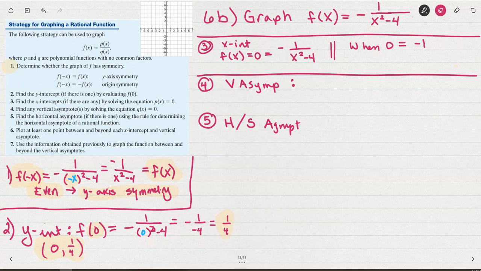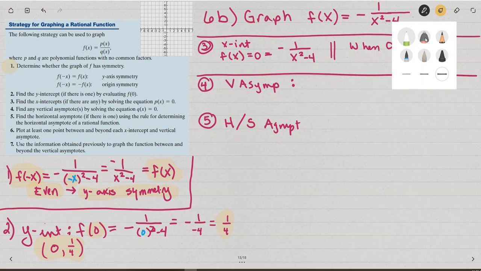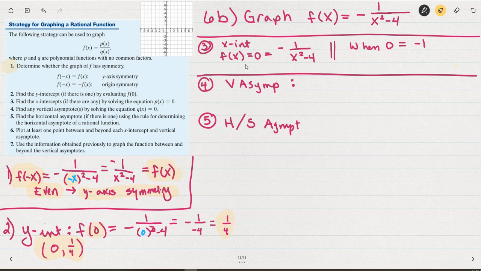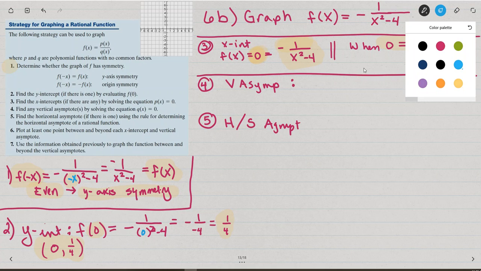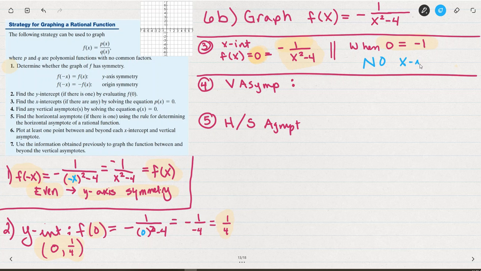Next, moving on to step 3, we're going to look for the x-intercept, and we find the x-intercept by letting f of x equal 0. Or in other words, when is this negative 1 over x squared minus 4 equal to 0? Well, do you remember that to do that, we just take the numerator? So we let 0 equal that numerator, negative 1. When 0 equals negative 1, we would have an x-intercept. But 0 is never negative 1. It never occurs. So what we can say here is that there's no x-intercept.